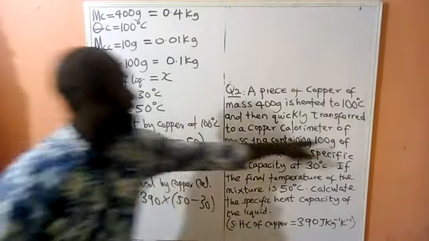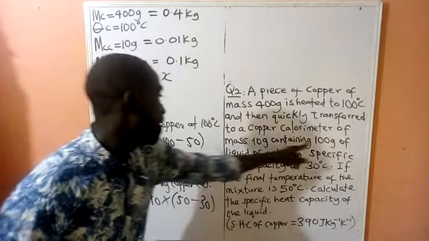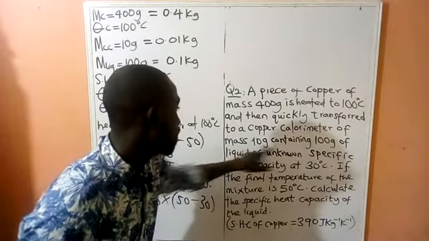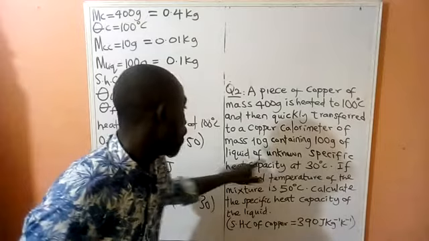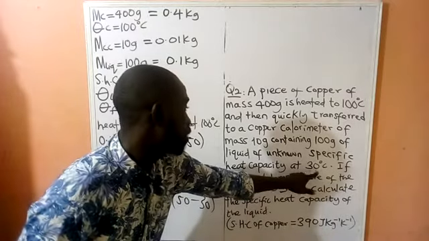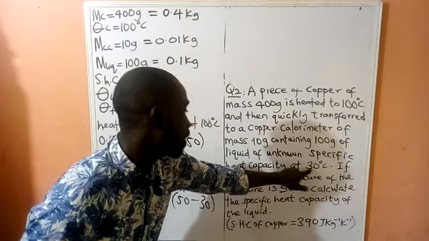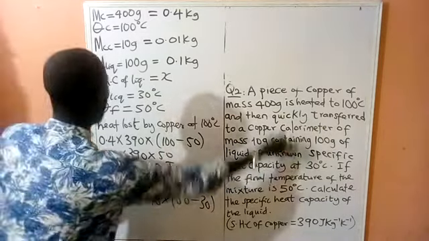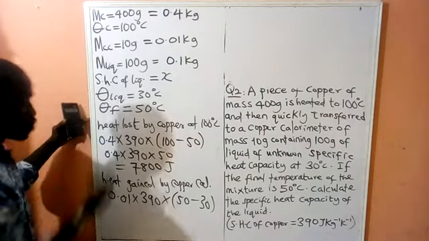Because this copper calorimeter, okay, copper calorimeter, where is it? Copper calorimeter of mass 10 gram containing 100 gram of liquid of unknown specific capacity at 30 degree Celsius. So which implies this is the temperature of the copper calorimeter. Are you with me? That's the temperature of the copper calorimeter, and temperature of the liquid too.